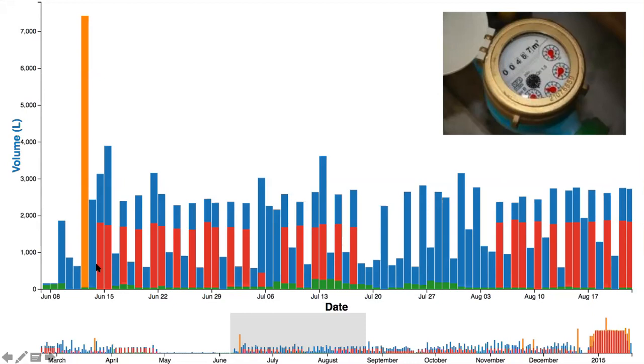The red use here is irrigation. So you can see that it's a regular amount on an irregular pattern of days. The green are leaks, so continuous flows. We could pick up peak demand, and the blue is all the rest of the background water use.